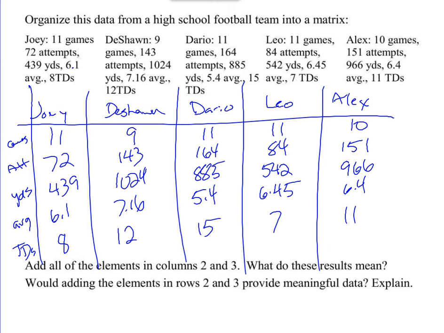So because of the way that this one's written out with the names across the top, I'm going to change these questions on the bottom. It says add all the elements in columns. I'm going to change that to rows. And then with adding the elements in rows, I'm going to change that to columns. It's okay that we did it the way that we did it. We just need to modify those questions at the bottom to match what we have for our matrix.